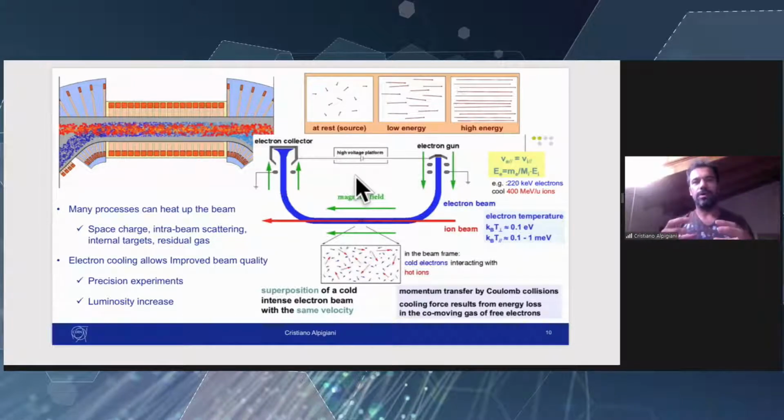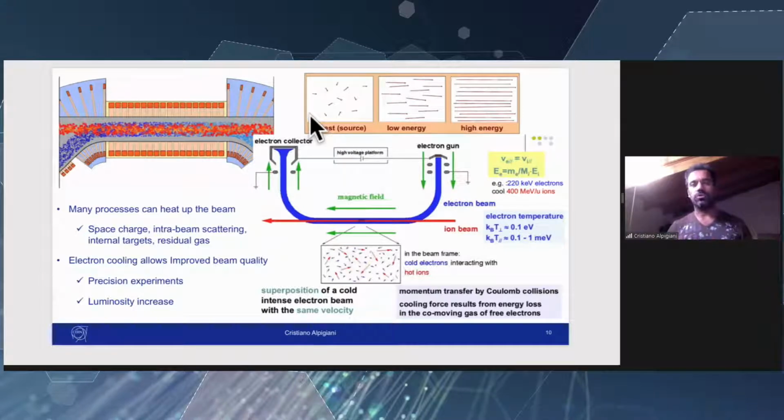Ideally, inside the beam you have many antiprotons, and you want these antiprotons moving in this direction with all the same speed, exactly the same energy. But this is not what happens in reality, because you have to imagine these bunches of antiprotons as a sort of gas. So there is an internal movement, basically.